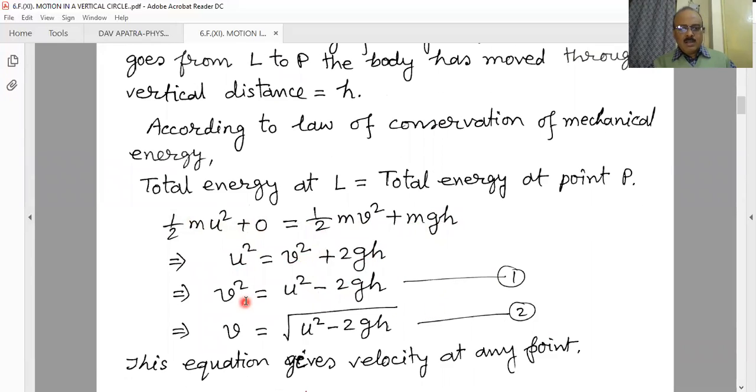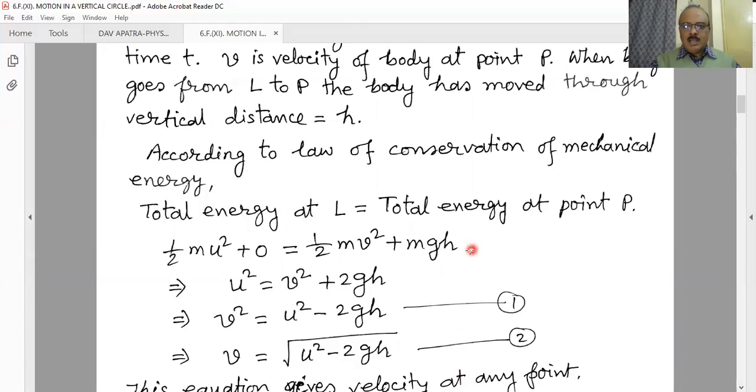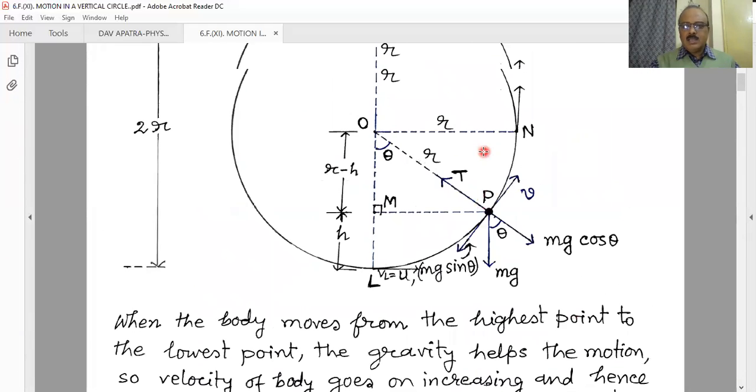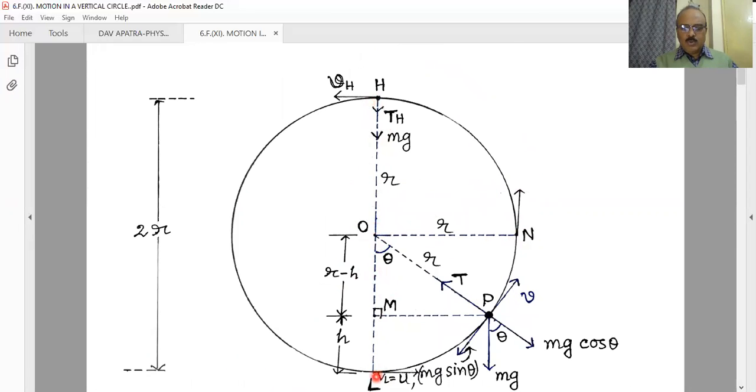And from that we get v square equal to u square minus 2gh. That means v will be root over u square minus 2gh. This is the equation. This equation gives the velocity at any point if we know the height of that point. That means at point P it is height h, but at point N, let us suppose at the midpoint here, the vertical height will be r, where r is the radius, and at point H the vertical height h will be 2r, where 2r is the diameter of this circular path.